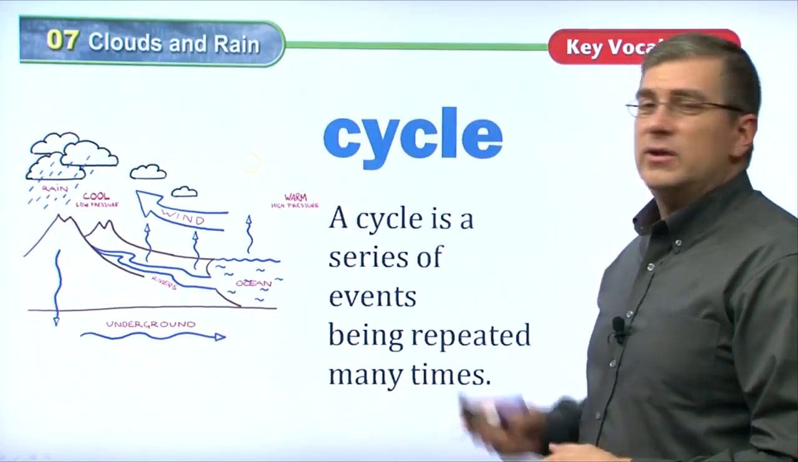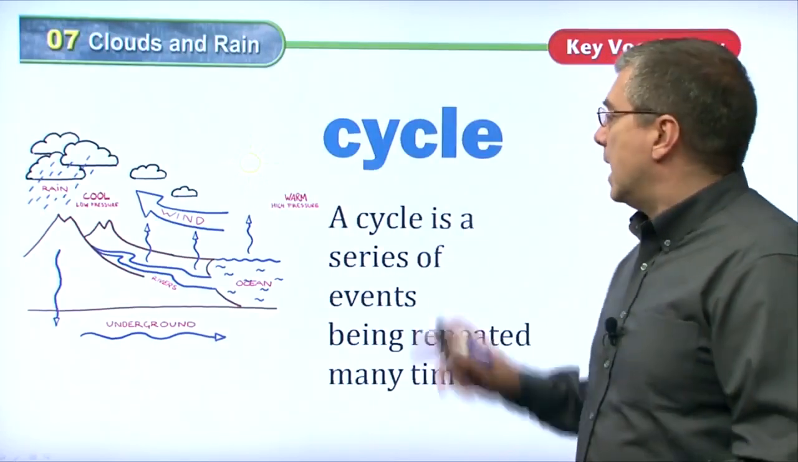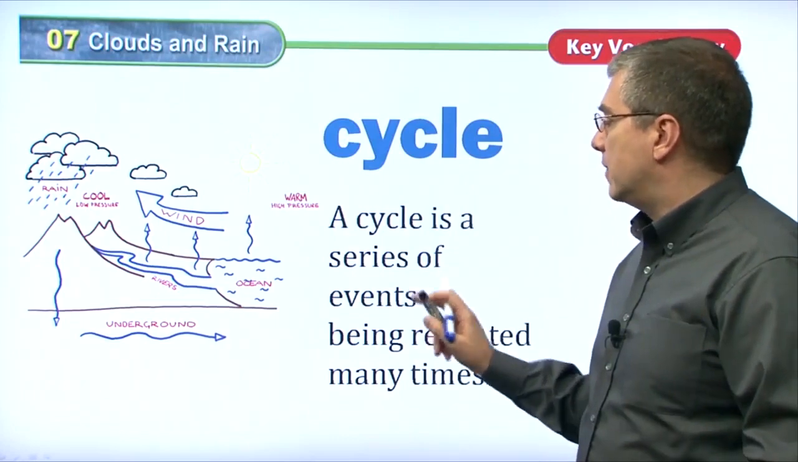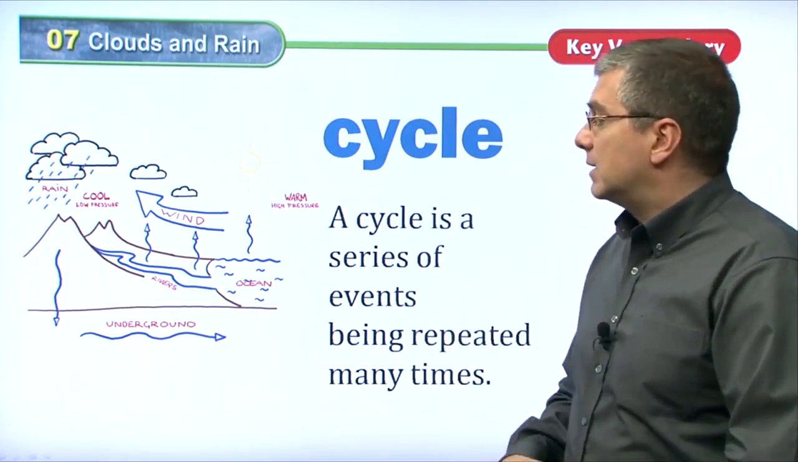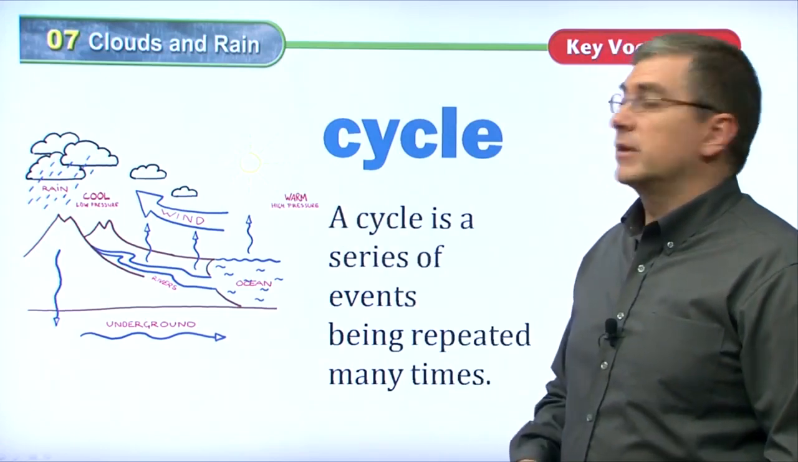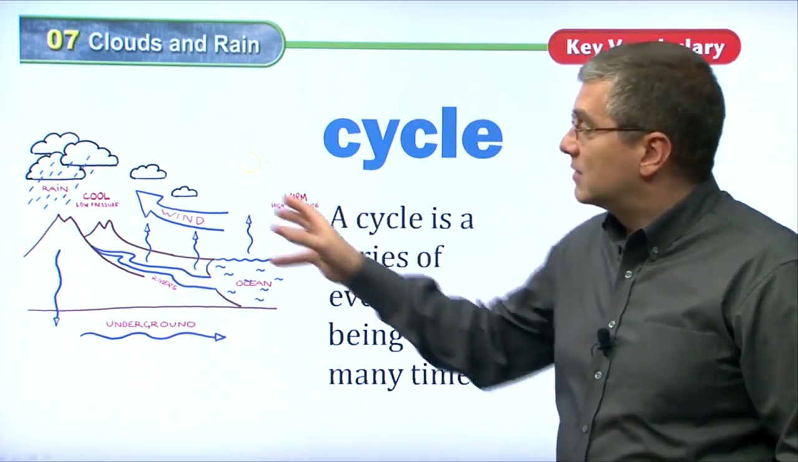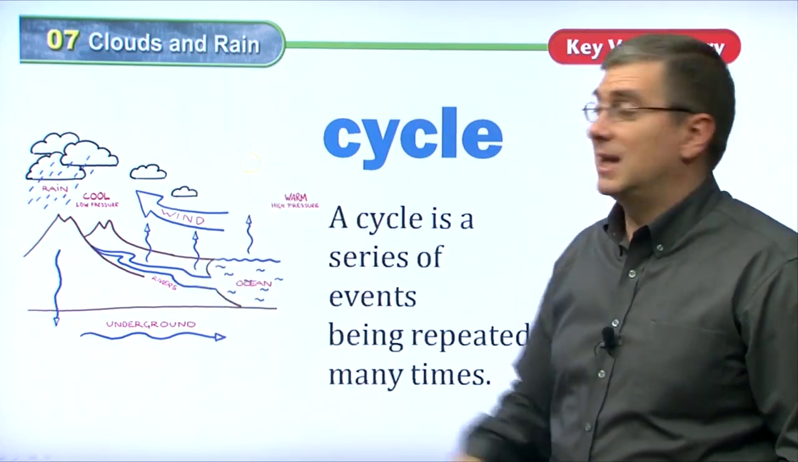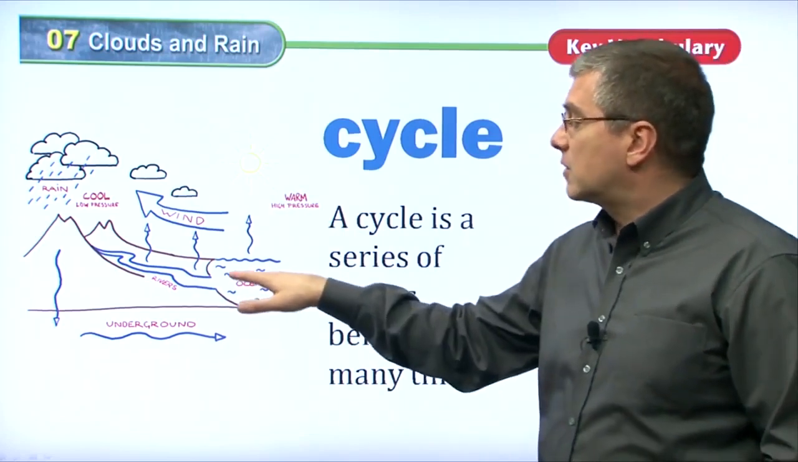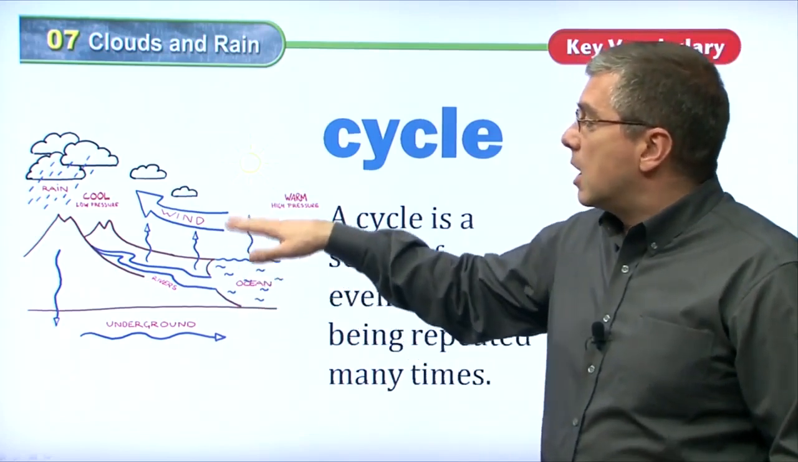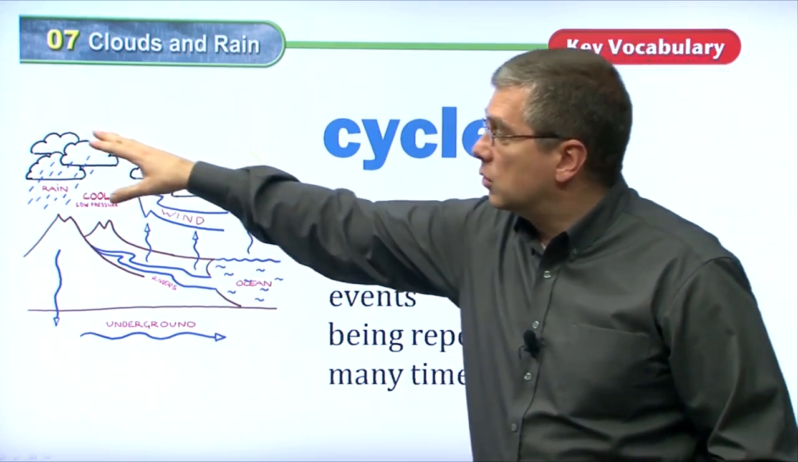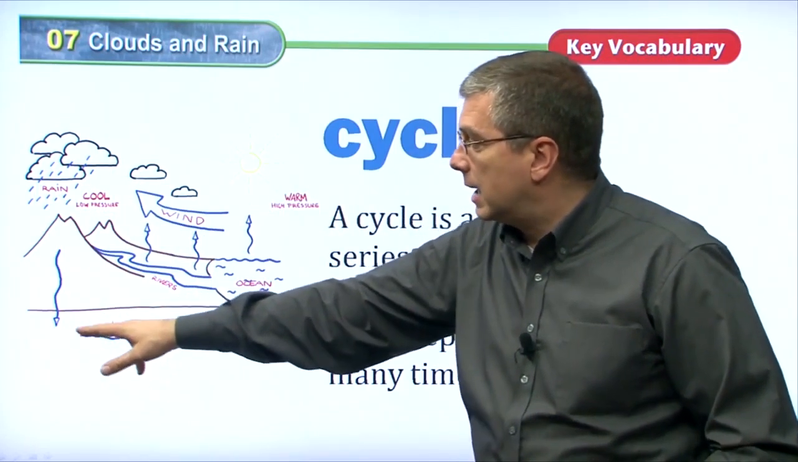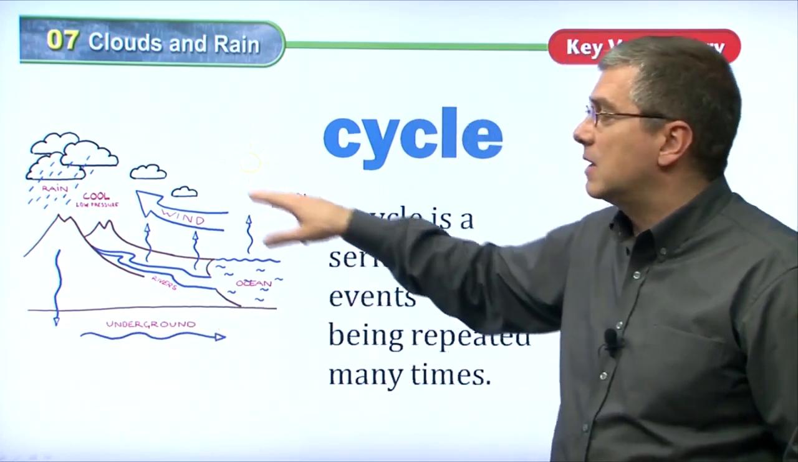Let's take a look. First of all, what is a cycle? A cycle is a series of events being repeated many times. If we're talking about water, this looks like a very complicated diagram. But basically, we can start off with the ocean, right? It gets warm, the water moves up into the atmosphere, it cools down, it comes down as rain, it goes underground and back into the ocean.